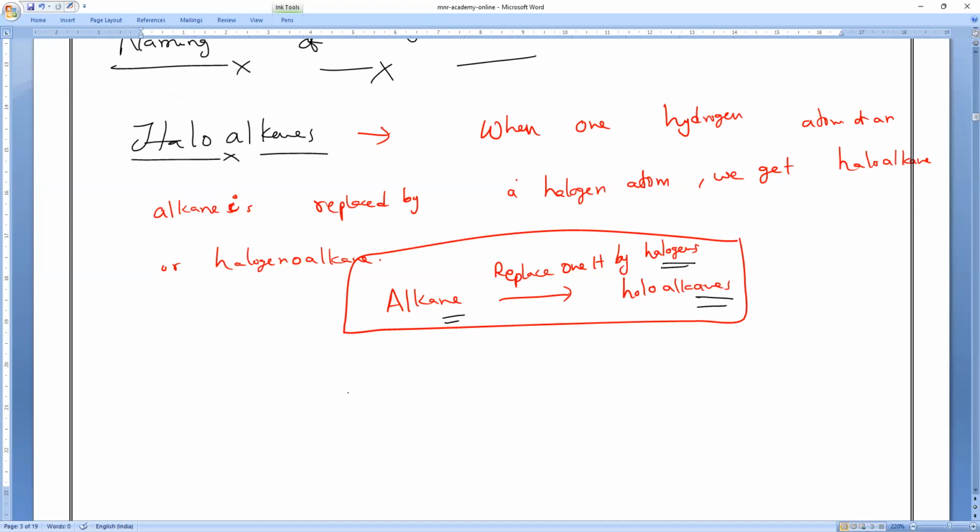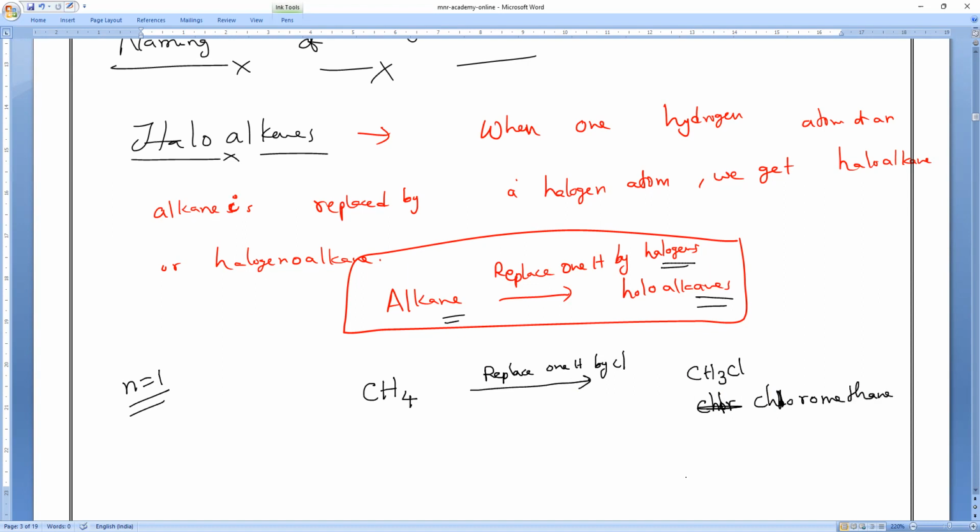So, for example, methane. What is the first compound of the alkanes, n equals 1? CH4. So replace one hydrogen by chlorine. What will happen, everybody? It will turn into CH3Cl. This is what we call chloromethane. Do you understand, everybody?